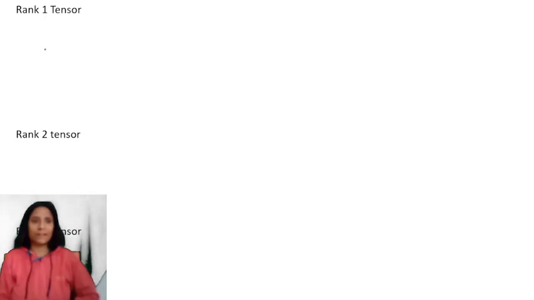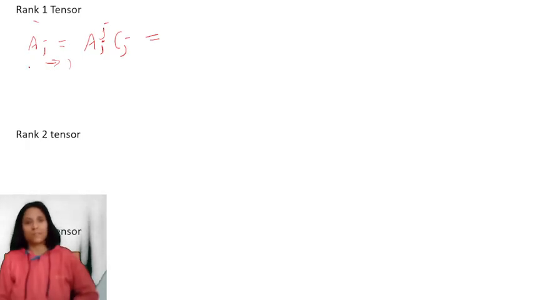Next is a rank 1 tensor. A rank 1 tensor means one free index. Take an example: A i. This is a rank 1 tensor because here i is one free index. In 3D we generally call a rank 1 tensor a vector.